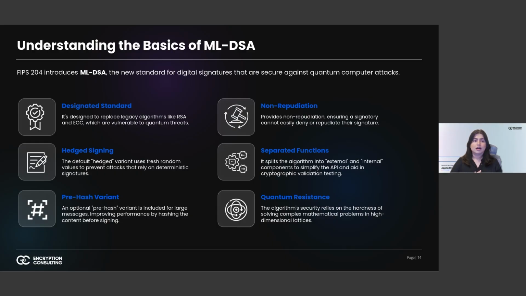Adopting FIPS 204 is a key strategic priority. The standard provides comprehensive implementation guidelines that are crucial for developers, ensuring that all conforming systems can interoperate smoothly. This is essential for a universal rollout across the PKI environment.